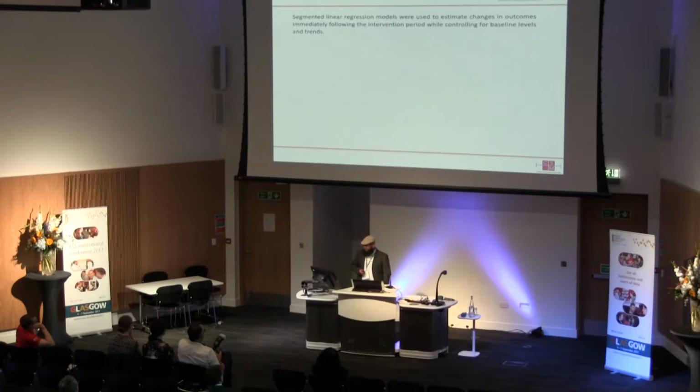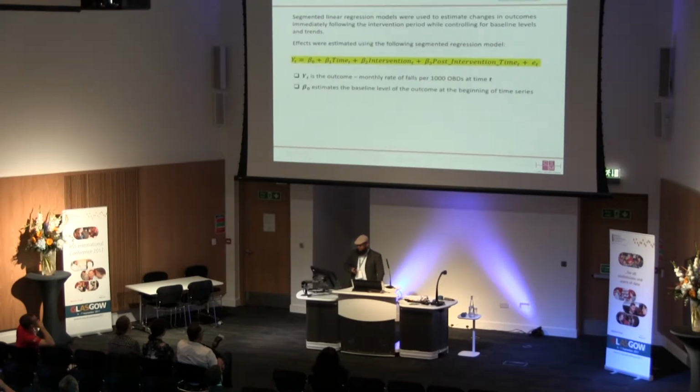So the segmented linear regression models were used to estimate the changes in the outcomes immediately following the intervention period, while controlling for baseline levels and trends. So this is the unique thing about segmented linear regression, which allows you to control for baseline levels and trends. And we estimated the effects using the following segmented linear regression model.